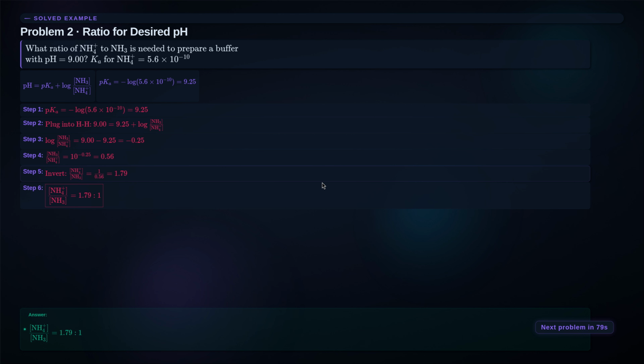Step 3. Rearranging gives log of NH3 over NH4 plus equals 9.00 minus 9.25, which is negative 0.25. Step 4. NH3 over NH4 plus equals 10 to the negative 0.25, which is 0.56. So NH4 plus over NH3 is 1.79. This means we need almost 1.8 times more ammonium ion than ammonia.